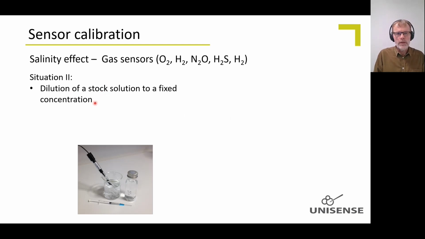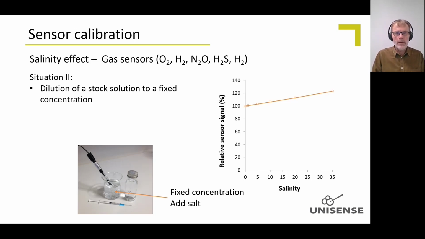The other situation you could have is that if you have a stock solution and you want to dilute that into a concentration or calibration, in this case, there's a nitrous oxide saturated water in this bottle, and we dilute some of that into a volume of water to get a concentration. Now, if we do that at different salinities, you'll get a totally different result than the previous. Here you'll see that the sensor signal will be different at different salinities. So it will be higher at higher salinities.